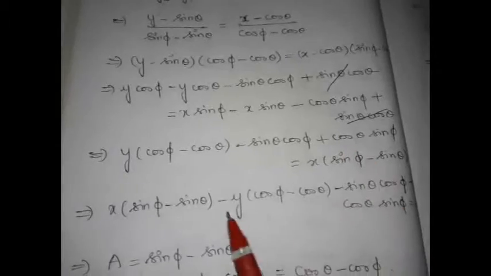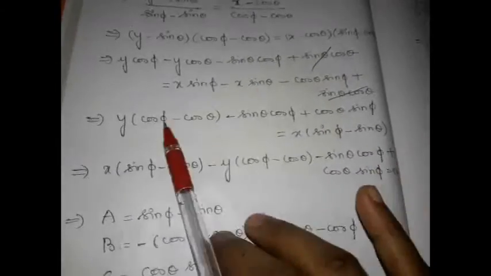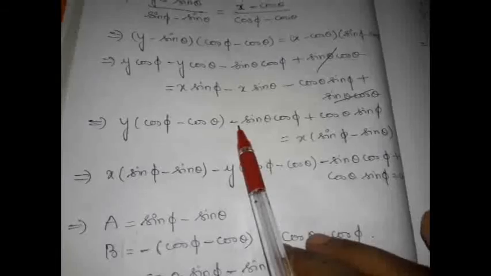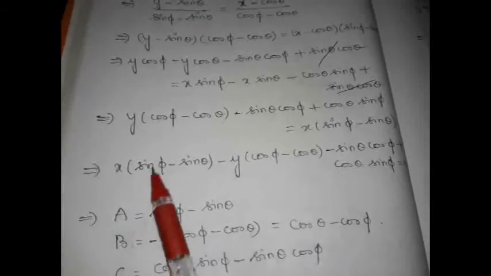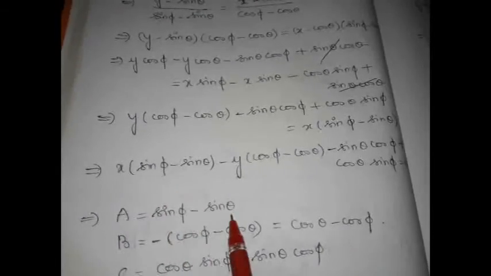Now as I told you, let us write it in the form of ax plus by plus c. So ax I kept on that side, and y and the constant terms I brought to the other side of the equation, so that it is equal to 0. So the sign also got changed. Right. Now what will happen? Now the coefficient of x is going to be your a, sin phi minus sin theta.